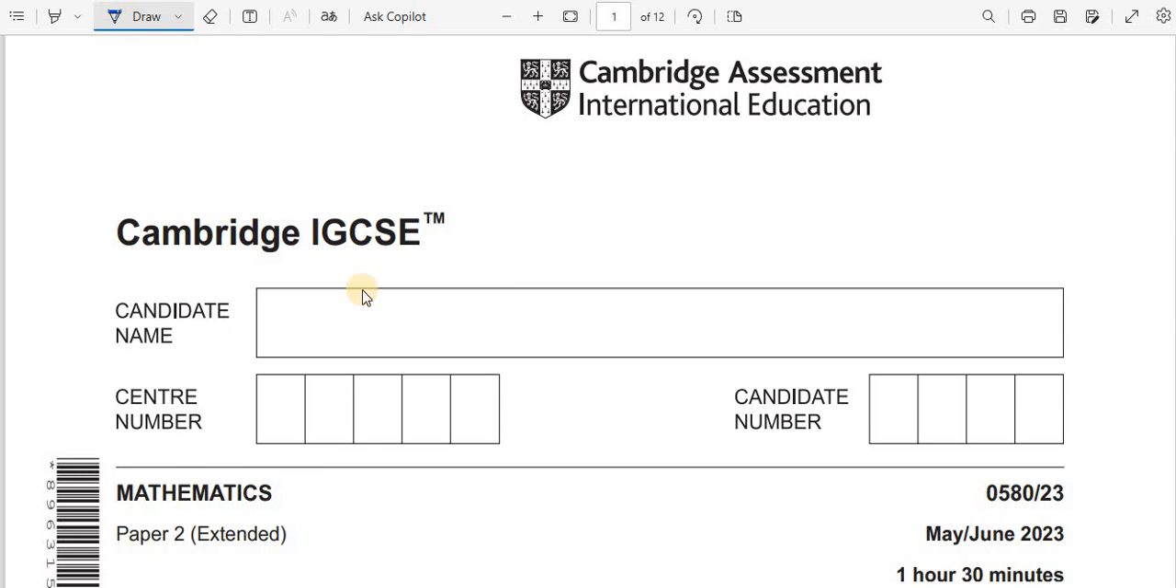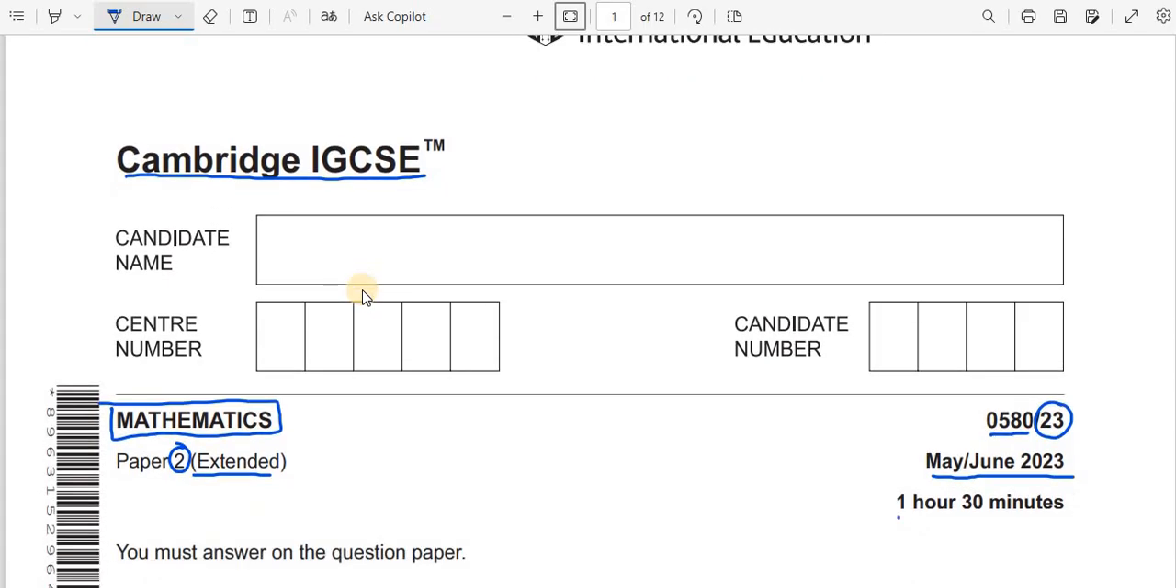Bismillahirrahmanirrahim. Today I am going to solve the past paper of Cambridge IGCSE. The subject is Mathematics and paper number 2, which is also called extended paper. The paper code is 0580 and paper version is 23, which was held in May/June 2023. The total time of this paper is 1 hour and 30 minutes.